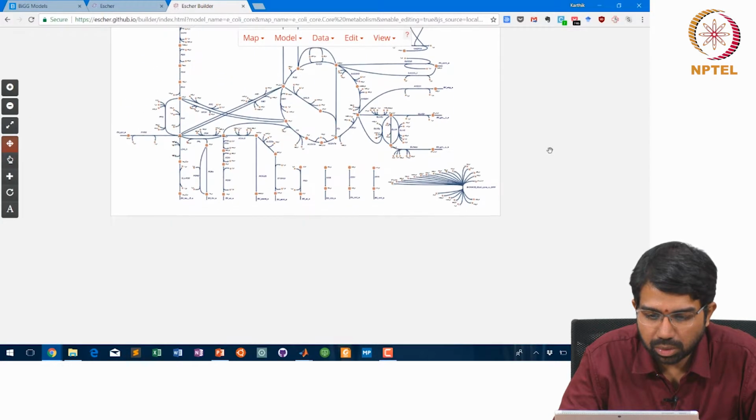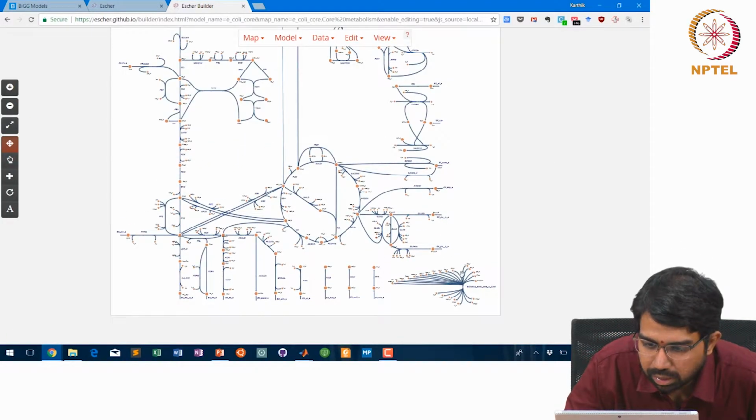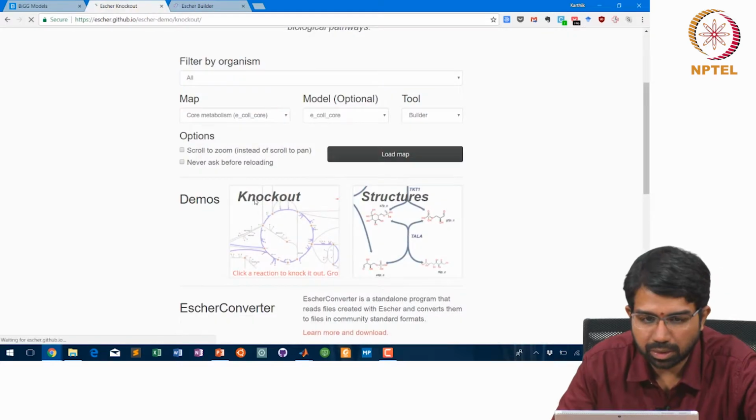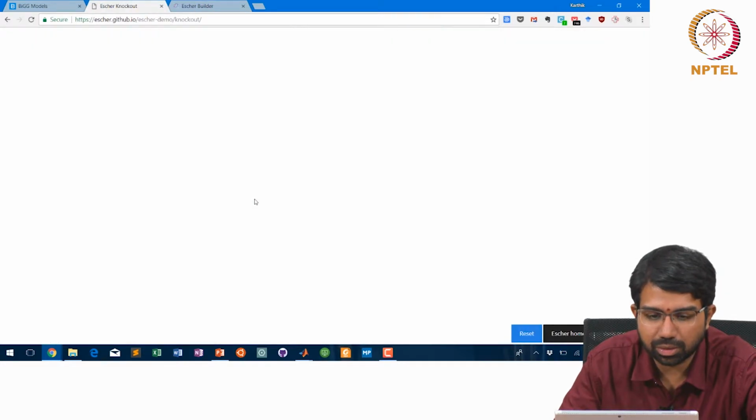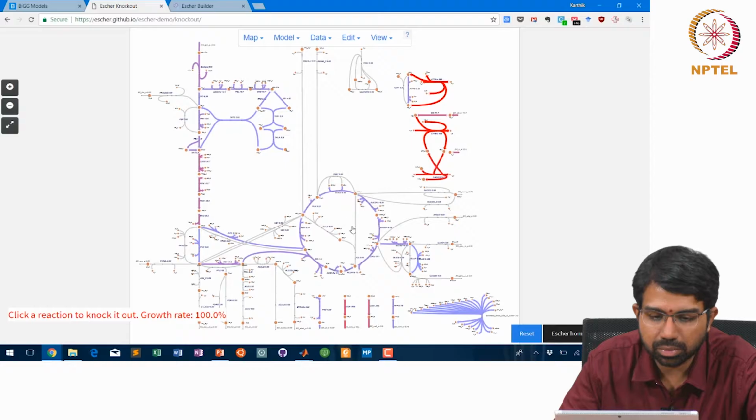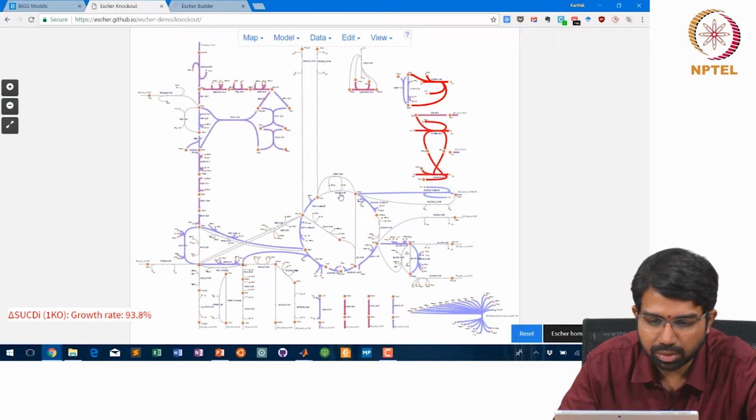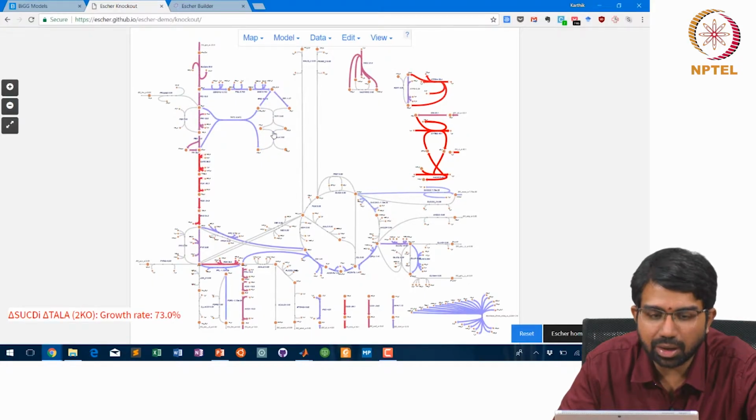There is a way to knock out the reactions. Let me check. You can have knockouts of reactions on Escher online. So, you can just click a reaction to knock it out. So, I knocked out some succinate dehydrogenase reaction or something. I have knocked out one more thing, and the growth rate is now 73%.